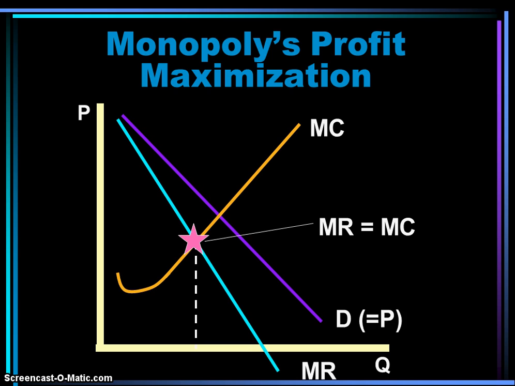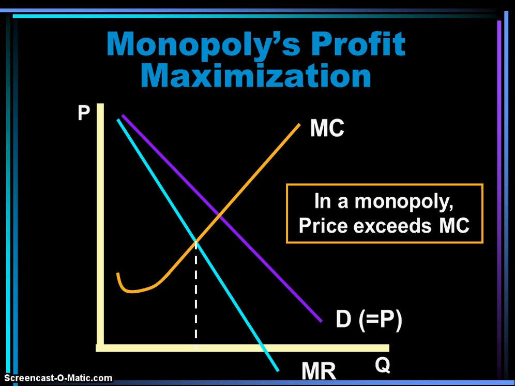So let's take a look at how profit maximizing quantity is identified. We know that profit maximizing output is where MR equals MC, where the benefits of producing another unit of output are exactly equal to the cost of producing that additional unit of output. Now in a monopoly, price exceeds marginal cost, because here where MR equals MC, this is where the marginal revenue curve and marginal cost curve intersect, but not where the price is at, because demand is way up here.